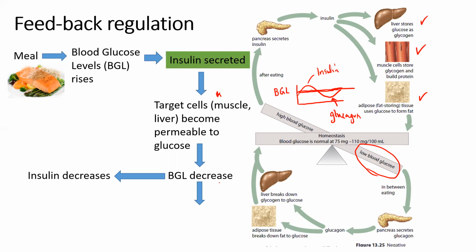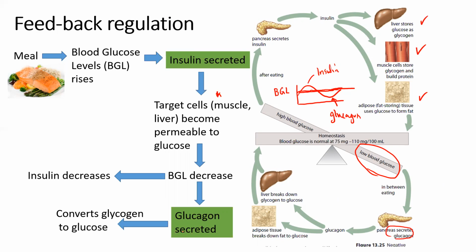Well, that's going to have a negative feedback on insulin. Insulin's going to go down. But if the glucose levels are too low, then glucagon is going to get secreted. And it's going to convert glycogen into glucose. And glycogen is stored in your liver, okay? And fat cells are also going to get converted into glucose. And this is going to cause the levels, again, in one graph to rise.